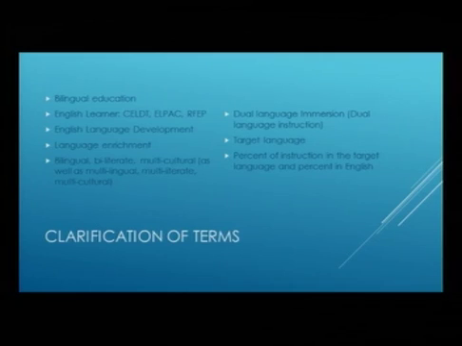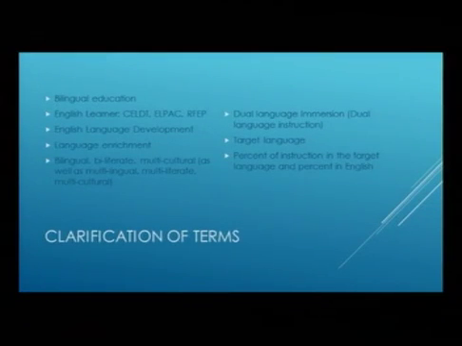There are also several terms I wanted everyone to be aware of. A student who is learning English is called an English learner. They take what's called the California English Language Development Test on a yearly basis. That's called the CELDT, which is being replaced by the ELPAC, the English Language Proficiency Assessment for California. Once a student is determined to be fluent in English according to the assessment, they are considered a redesignated fluent English proficient student, which we refer to as RFEPs.